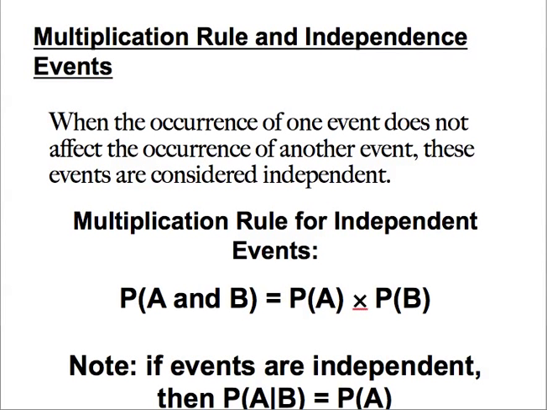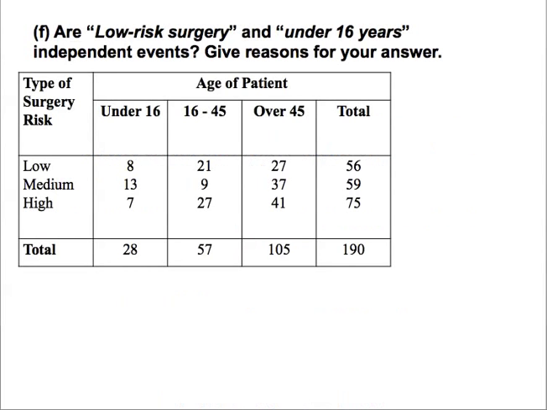If the events are independent, then the probability of A given B is equal to the probability of A. Remember, independent events: the occurrence of one has nothing to do with the other. So the probability of A occurring, given that B occurred, now B has nothing to do with A, so it will not affect the probability of A occurring. All right? So let's look at this example, or this question.